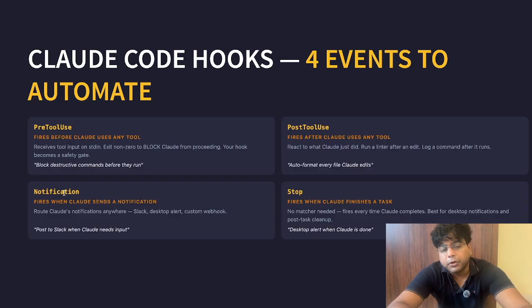Then comes notification. Notification is something which fires when Claude sends a notification. So we can write a hook to post to Slack when Claude needs input. This can also be an automated command. Last one is stop. Stop is something which fires when Claude finishes a task. We can automate, like, creating a desktop alert when Claude is done.